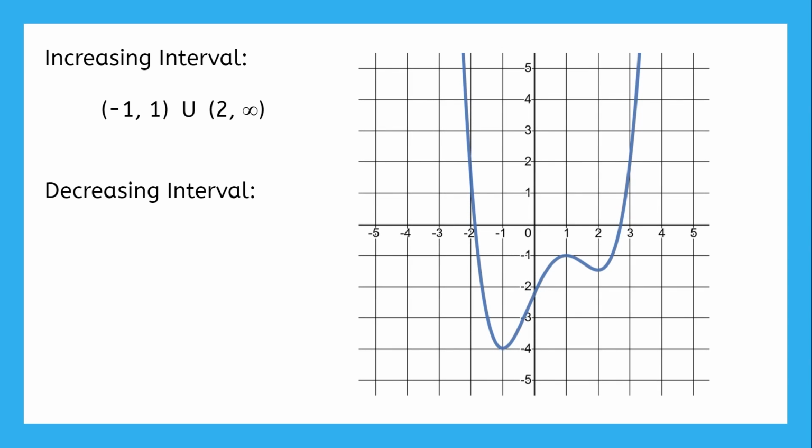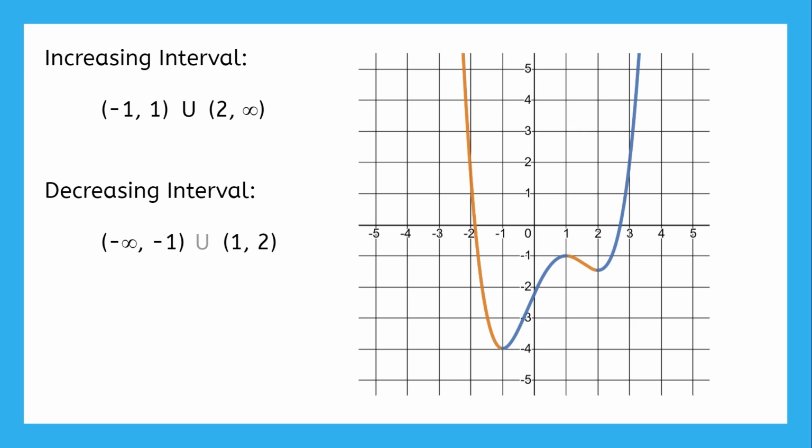Pause the video now and try writing the decreasing intervals on your own. Here are the decreasing intervals in orange. The first interval starts off the graph to the left and ends at -1, so the interval goes from -infinity to -1. And the second interval stretches from 1 to 2. And of course, since both of these intervals are decreasing intervals, we connect them with the union symbol.